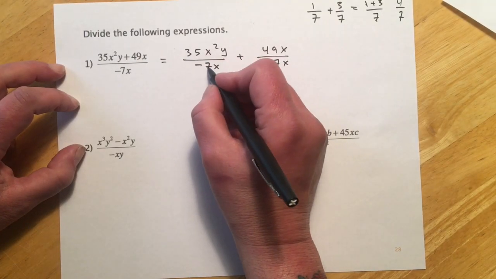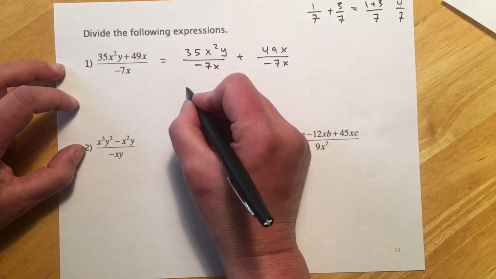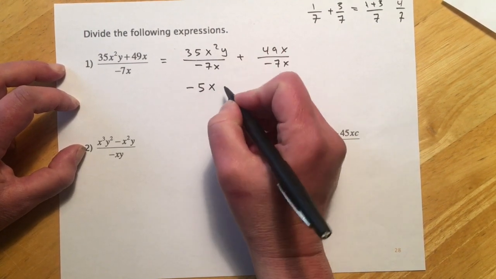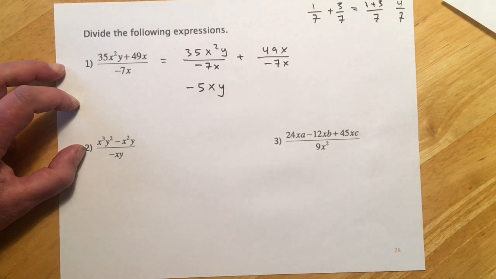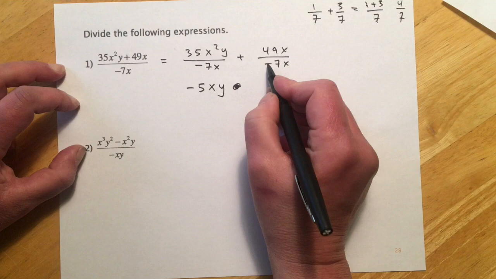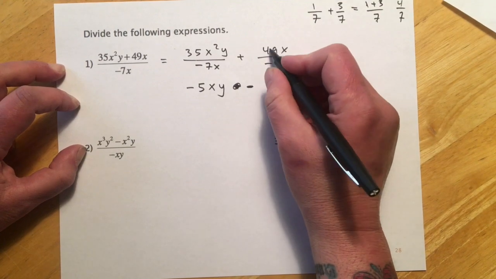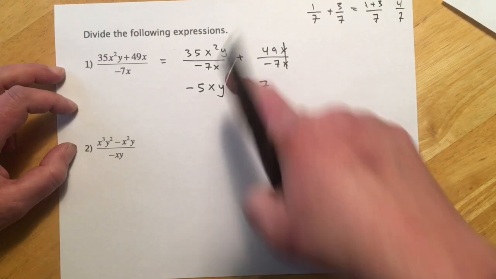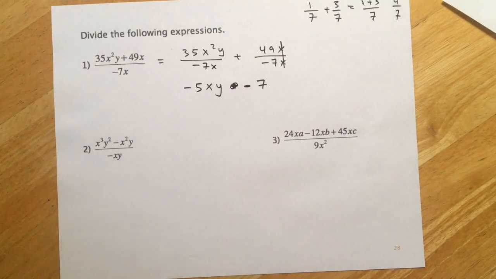So here we're going to have 7 goes into 35. That'll be negative 5. X squared up, x down below, so that'll be x, and then that'll be a y. And then plus, oops, not so much on the plus, so positive and negative minus 7 into 49 will go 7 times, and the x's just cancel. And so that would be it.